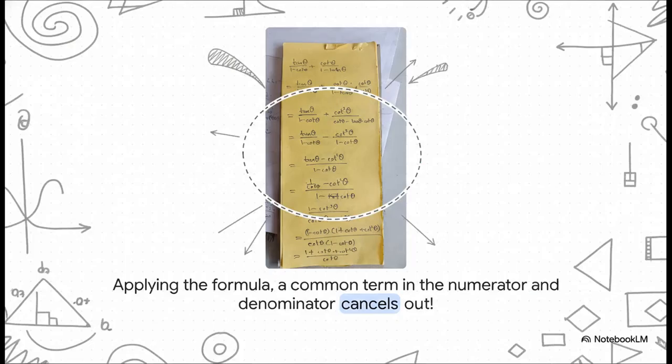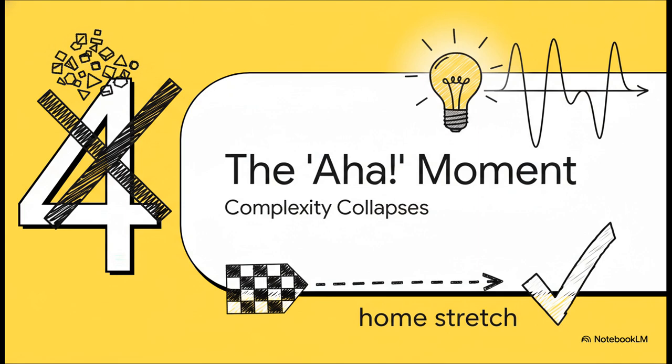So when we apply that formula, our numerator expands out. And would you look at that? The 1 minus cot theta term in our new numerator cancels out perfectly with the denominator below it. Poof! Gone. This is that magic moment where all the complexity just melts away. And that right there, that cancellation, that is our aha moment. We have officially broken the back of this problem. The hardest part is totally over, and now we are on the home stretch to our final answer.